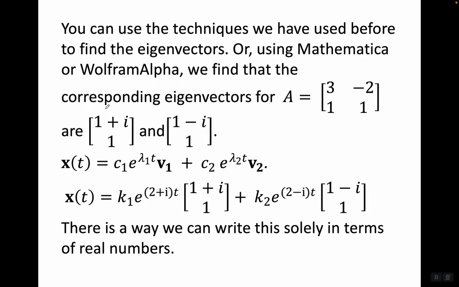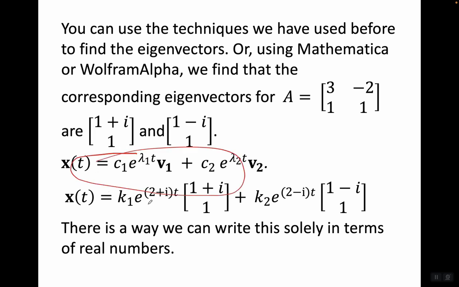You can use the techniques we've used before to find the eigenvectors. Again, Mathematica or Wolfram Alpha would be easier, but you can do it algebraically, grinding it out by hand. We find that the corresponding eigenvectors for this matrix are (1 plus i, 1) and (1 minus i, 1). So here's what our solution is going to look like. X of t is going to look like this, using the formula from before.